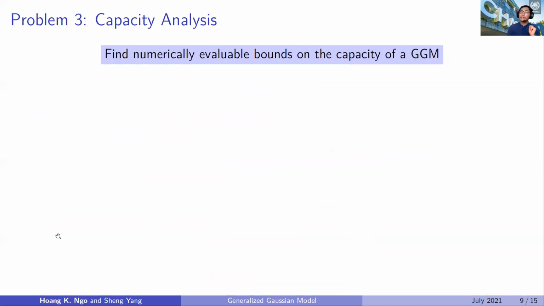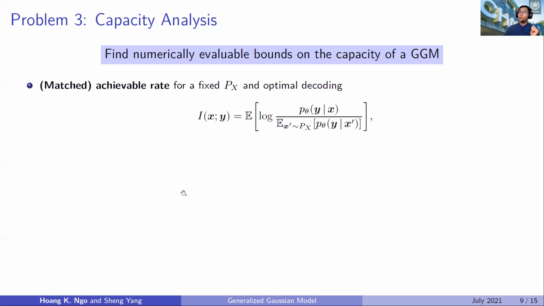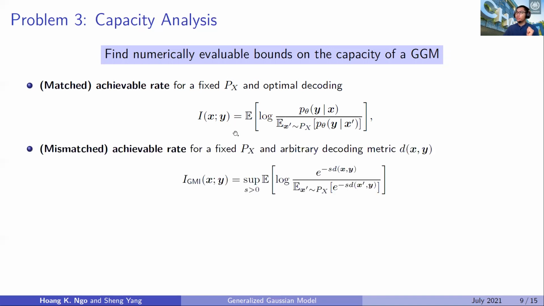Now we get into the third problem, which is capacity analysis. So the question is to find numerically evaluable bounds on the capacity of a generalized Gaussian model. Well, if we fix an input distribution and we use optimal ML decoding, then a matched achievable rate can be found by evaluating the mutual information between X and Y. If instead of the optimal decoding, we use an arbitrary decoding metric, then we can find a mismatched achievable rate by evaluating the generalized mutual information between X and Y.